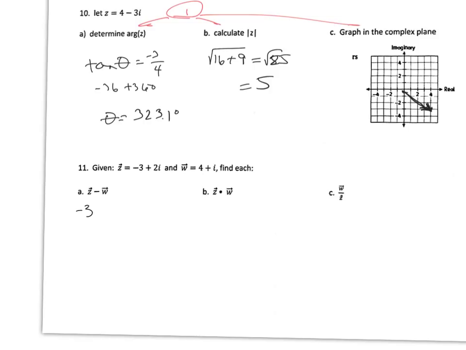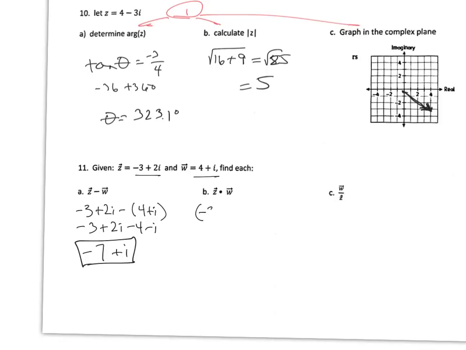So we have z, which is -3 plus 2i, and then minus w, which is 4 plus i. I'm going to distribute the negative sign and combine like terms. So this is -7 plus i. Please make sure it is in the form a plus bi. There's lots of examples of it around everywhere. So if you forget the order, if you don't have your calculator, something along those lines, just look around and make sure it is a plus bi.